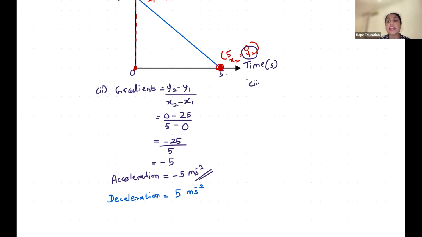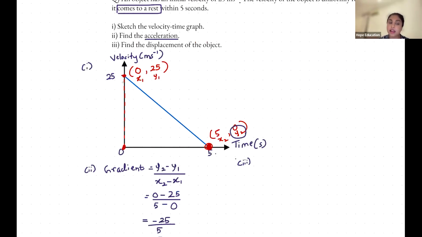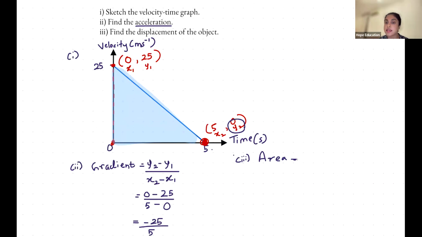Okay. Anyways, then Roman number 3. They're asking the displacement, and we know how to get the displacement: the area under the graph. So the area under the graph is a triangle, no? So we have to use half into base into perpendicular height. Area equals half into, what is the base here? 5. And what is the perpendicular height? 25. The perpendicular height is 25.